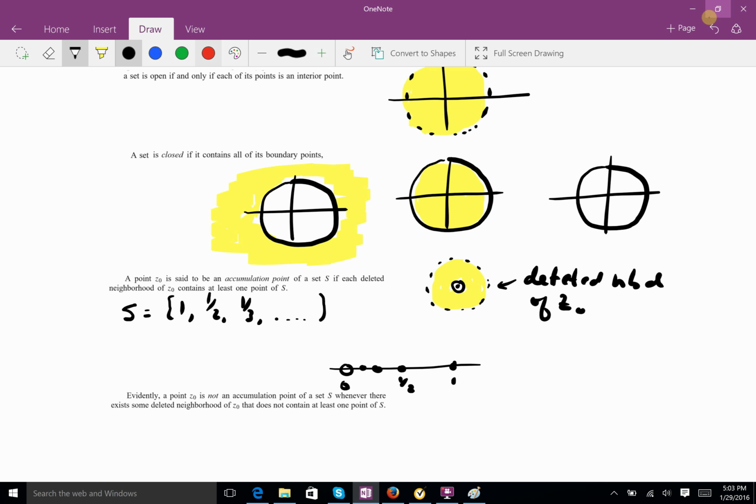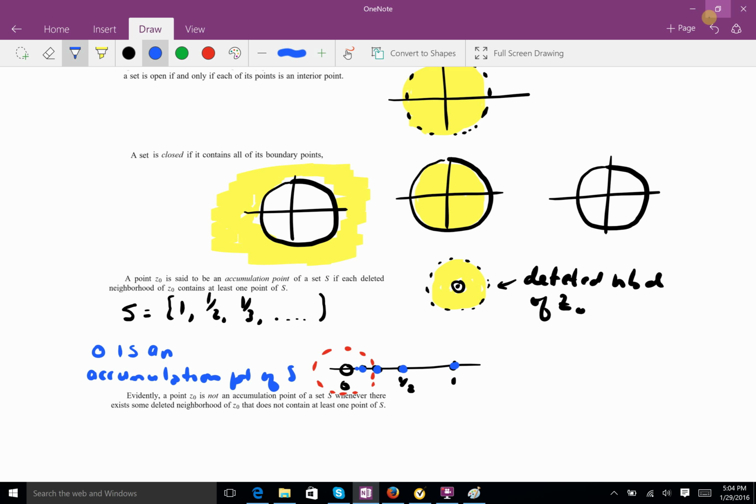Okay, so let me go ahead and try to prove this. So notice that if I take any neighborhood of 0, it always contains one of these points of S. Let me draw the points of S in blue. They keep getting closer and closer. They're an infinite sequence, right? No matter how small I draw this neighborhood around 0, it's going to contain a point from S. So we say that 0 is an accumulation point of the set S, even though it's not included, right?